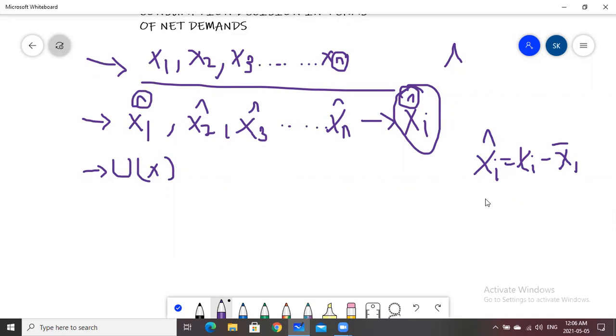Therefore, we have xi equal to xi hat. What happened is that we have left this variable on the same side and moved xi bar to the other side. Therefore, xi is equal to xi hat plus xi bar. Now, this is important to understand.